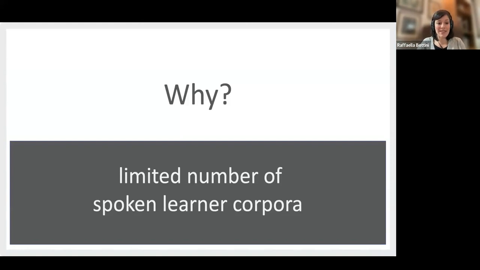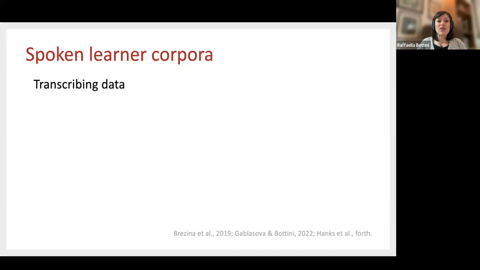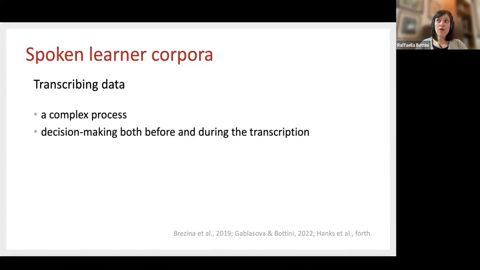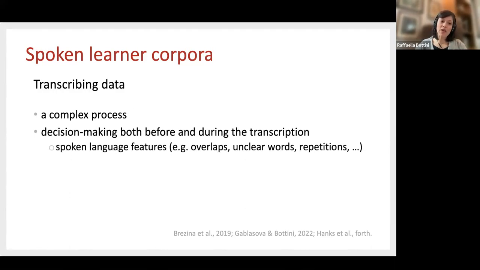And why is this so? Well, to produce a spoken learner corpus, we need to transcribe data. And this is one of the main tasks to develop a corpus of this kind. Transcribing data is a very complex process. It involves decision-making, both before and during the transcription, and sometimes even afterwards. And the decision-making concerns how to deal with all those spoken language features that we've listed earlier on, all the overlaps, unclear words, repetitions, and so on.